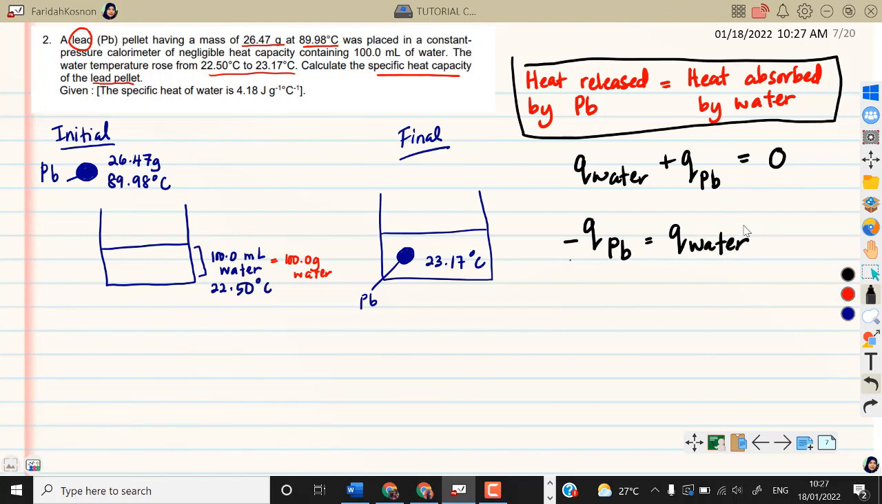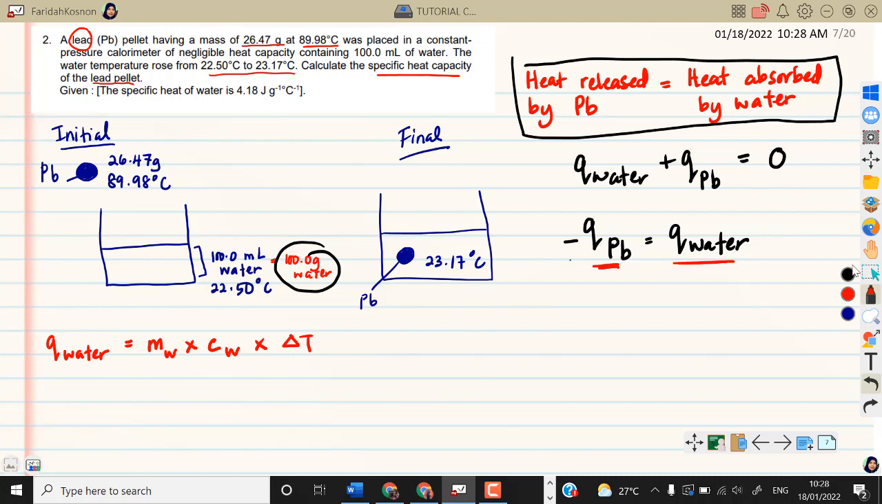So how we are going to calculate the heat absorbed by water ni? Kita boleh kira lah, kan? Kita pun boleh kira juga perkaitan dengan heat released by lead ni sebab kita ada maklumat dia. Okay, so now macam mana kita nak kira? Kita kira dulu heat absorbed by water. Q water. So how to calculate Q water? Apa yang kita ada pasal Q water? Kita ada dia punya mass. Because dia punya perkaitan adalah mass of water times specific heat capacity of water times delta T.